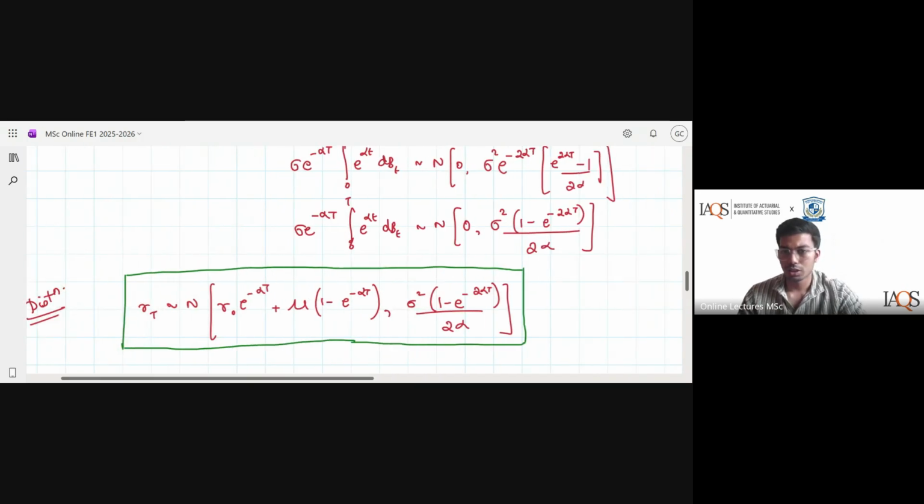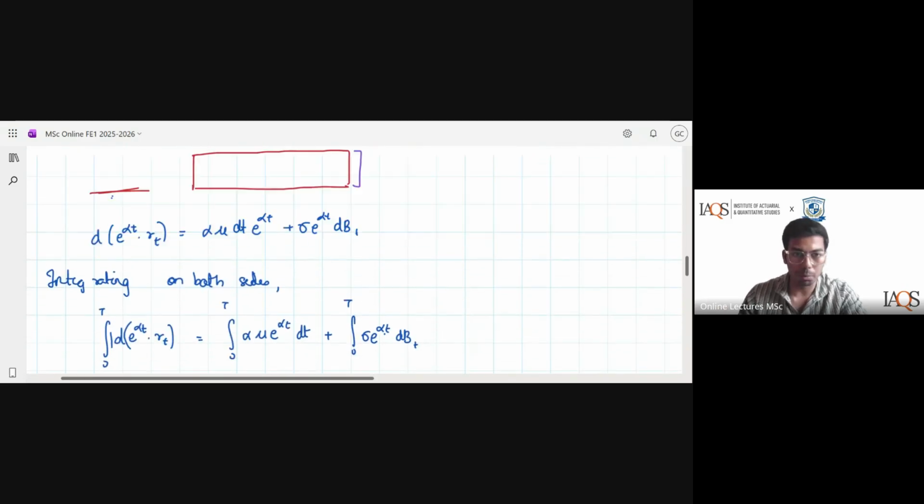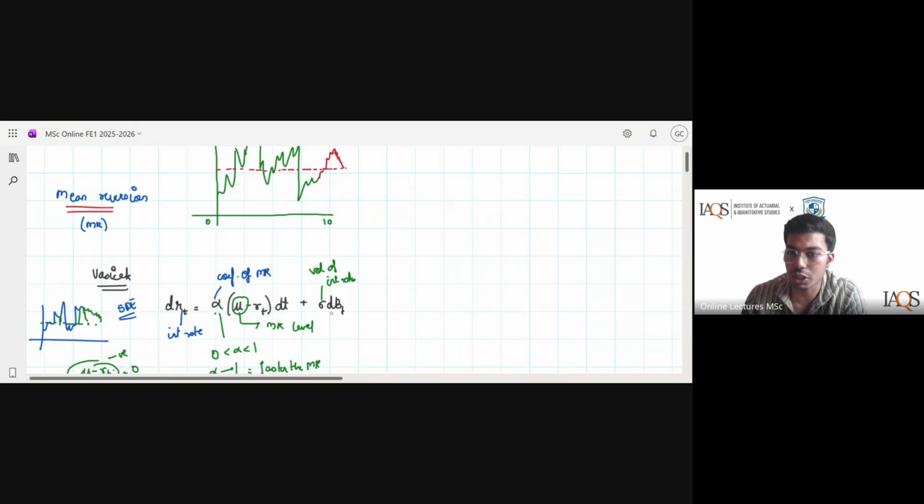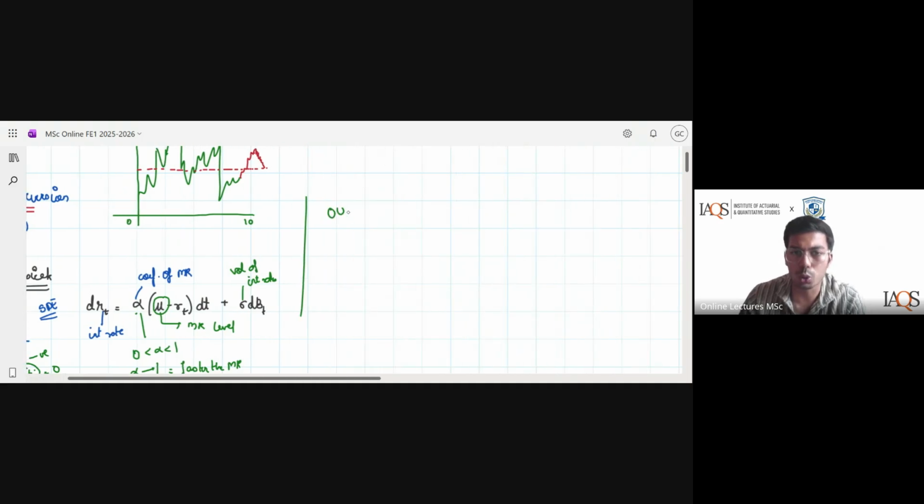Any doubts still here? One more thing I remembered. The entire derivation we did was for the Vasicek model, which is this particular equation. There is one more interest rate process called the OU process. The full form of OU is Ornstein-Uhlenbeck, a person's name, obviously. So even this is an interest rate process. The entire derivation remains exactly the same.